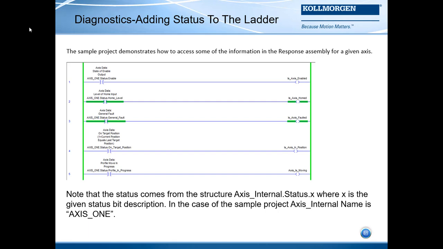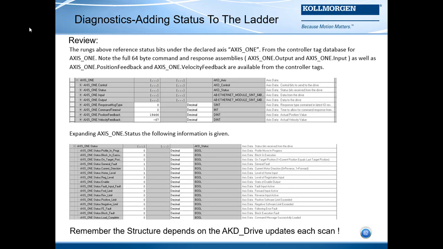It's updated with each scan using the AKD drive add-on instruction. That contact, when true, is passed and turns on the coil is axis faulted. The is axis faulted state, on or off, can be utilized elsewhere in the ladder. Review. The rungs that were aforementioned above reference status bits under the declared axis_1 from the controller tag database.